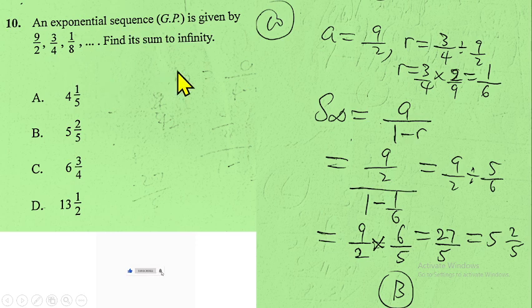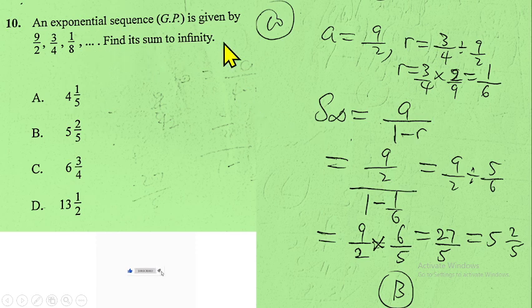And since this is a geometric progression, we need the first term, which is 9 over 2, and we need the constant ratio, which is the second term divided by the first term, or third divided by second. So in this case, I did a second divided by the first. 3 over 4 divided by 9 over 2. Can change down to times. That will give us 3 over 4 times 2 over 9. 2 can go in 4, 3 can go in 9. That will give us 1 over 6.